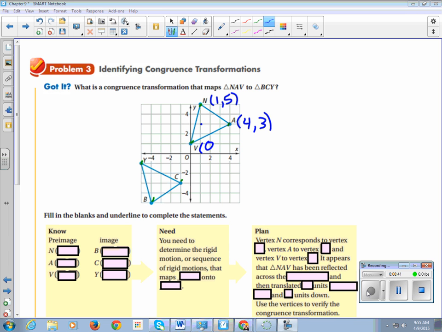Coordinate V is going to be over 0, up 1, and you're going to put that here in your notes. And then our coordinates for our image are: coordinate B is at -4, -5. Coordinate C is at -1, -3. And coordinate Y is at -5, -1.